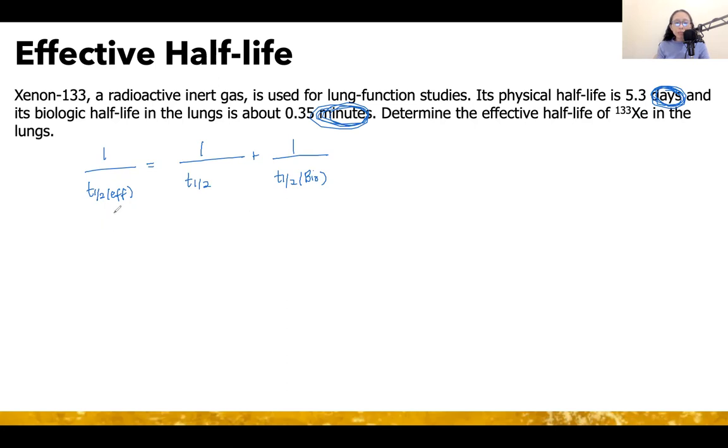So if we plug in the values, we have 1 over the effective half-life equals 1 over 7,632 minutes, which is the conversion of 5.3 days, plus 1 over 0.35 minutes. And you will find that the effective half-life is 0.35 minutes.